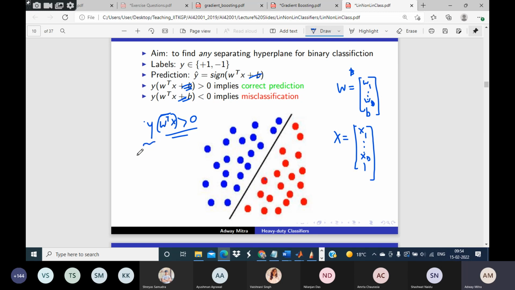But y can take the value of +1 and -1 only. And what this classifier is predicting is y hat, which is just the sign of w transpose x. So that is also going to be either +1 or -1. If this thing is positive, then y hat is going to be +1. If this thing is negative, then y hat is going to be -1. Correct?